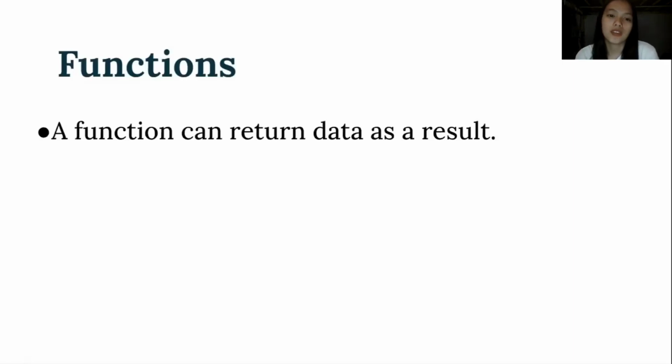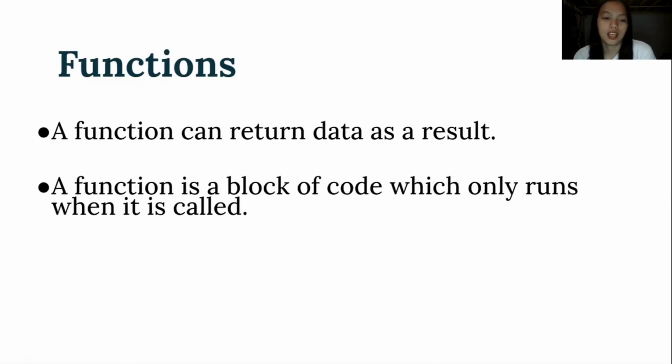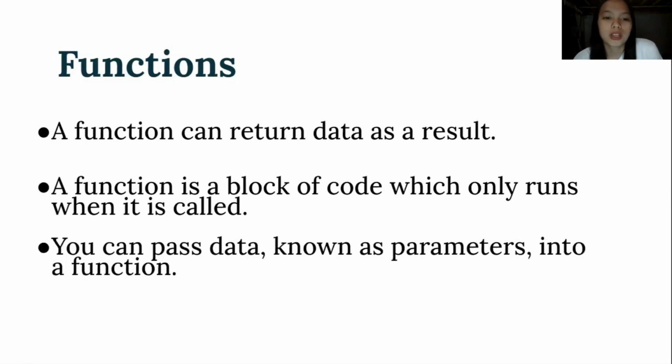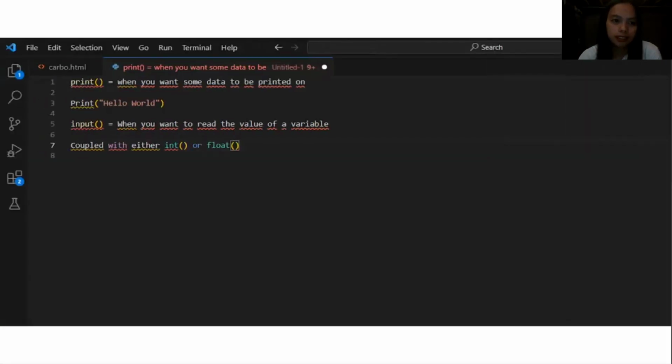A function can return data as a result. A function is a block of code which only runs when it is called. And also, you can pass data, known as parameters, into a function. So, let's see the example. This is an example of a function.